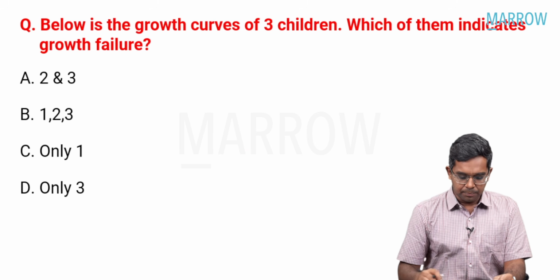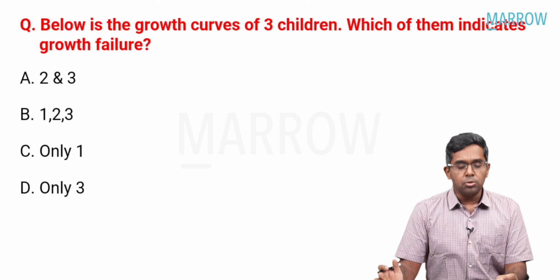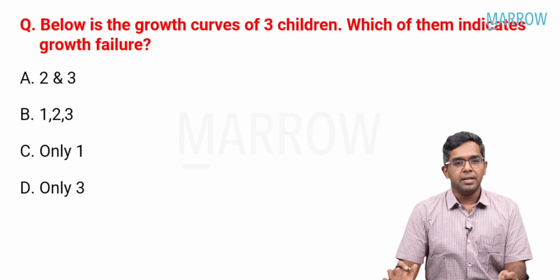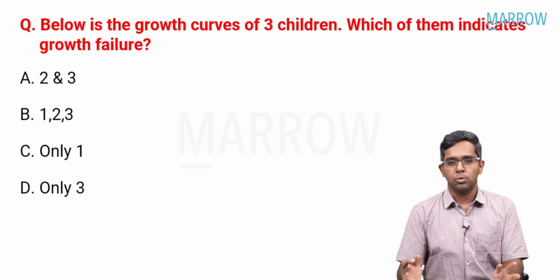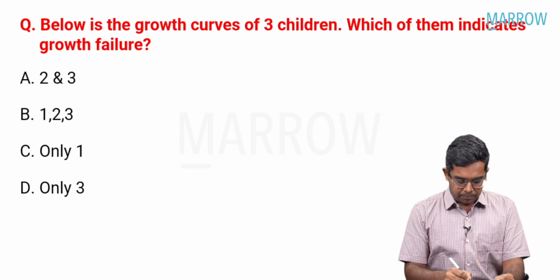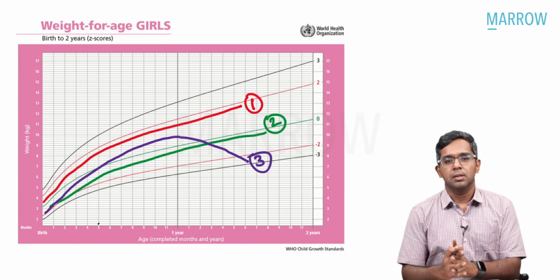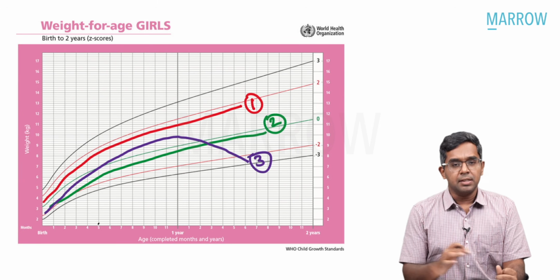This is the first question: below is the growth curve of 3 children. Which of them indicates growth failure? So it was a question based on the WHO growth curves of 3 children, which were marked as 1, 2 and 3. So let us see the charts. This is a weight for age chart for girls, that is why it is pink in color, and you can see the 3 curves which are marked.